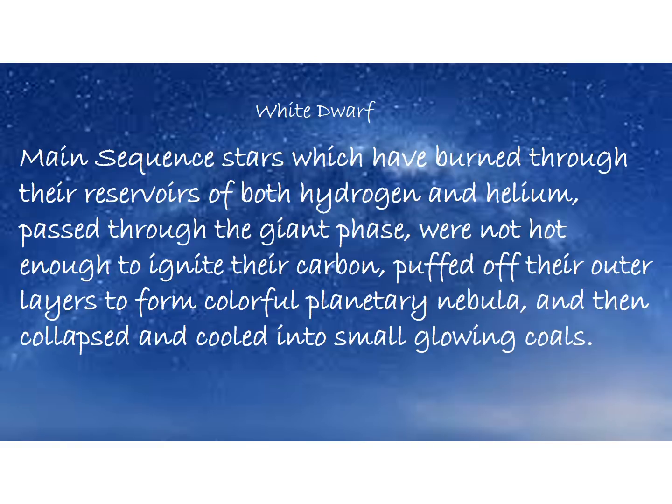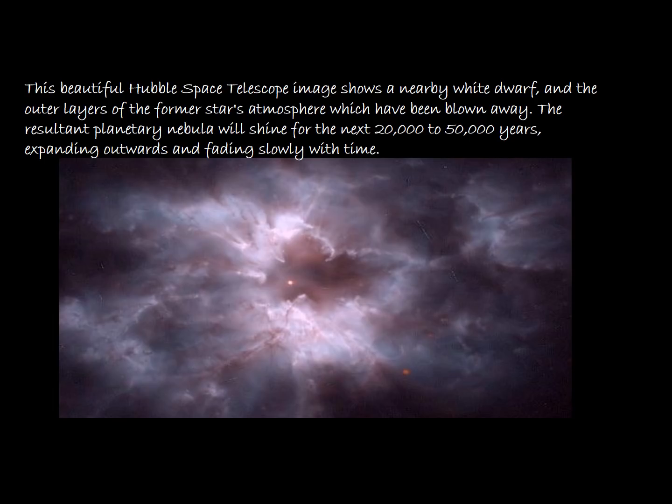White dwarfs, again, are main sequence stars which have burned through their reservoir of both hydrogen and helium, passed through the giant phase. They were hot enough to ignite their carbon, puffed out their outer layers to form colorful planetary nebulas, and then collapsed and cooled into small glowing coals. This beautiful Hubble telescope image shows a nearby white dwarf in the outer layers of the former star's atmosphere, which have been blown away. The resultant planetary nebula will shine for the next 20,000 to 50,000 years, expanding outwards and fading slowly with time. So here's your white dwarf, which is your leftover core of an old star.